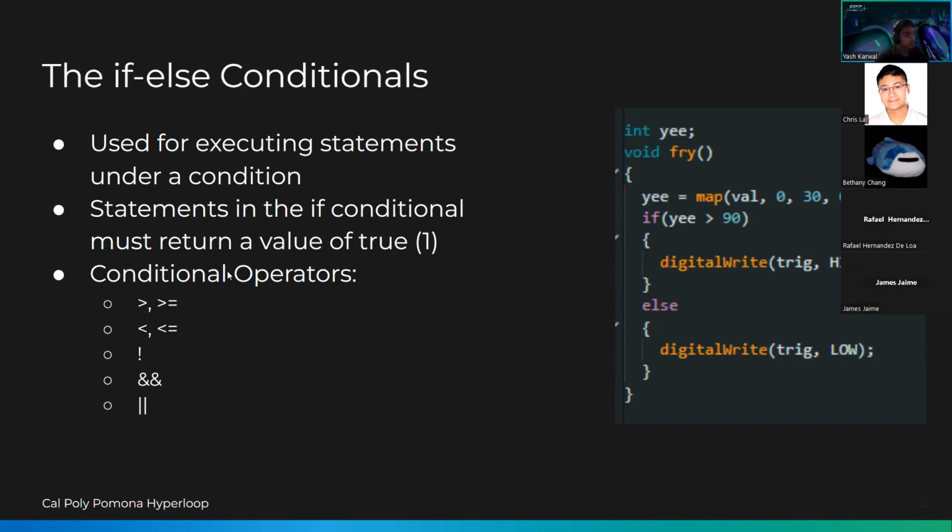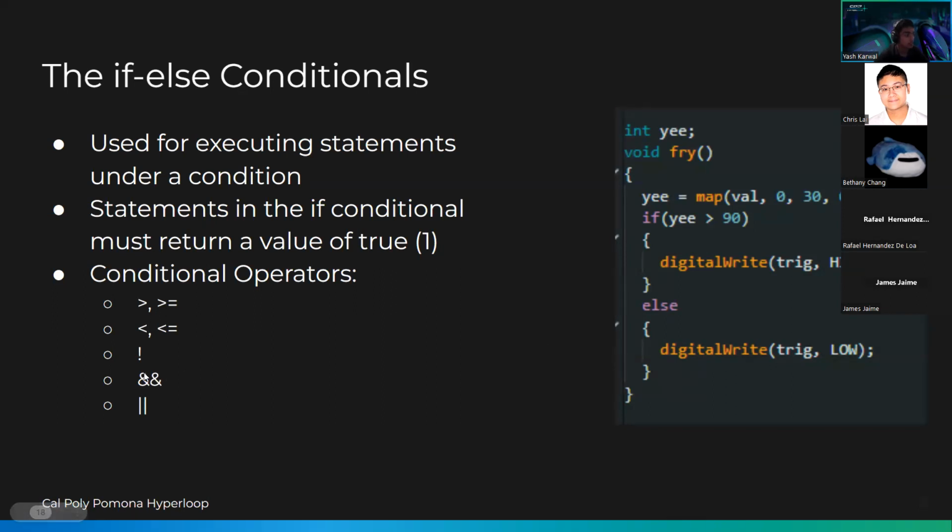So some of your operators are greater than or equal to, less than or equal to. This right here is for inverting whatever you have. It's called a not operator. So if the button is not pressed, then do this. You can use the exclamation point before whatever, say the digital read, and then it will invert that 1 to a 0 or a 0 to a 1.